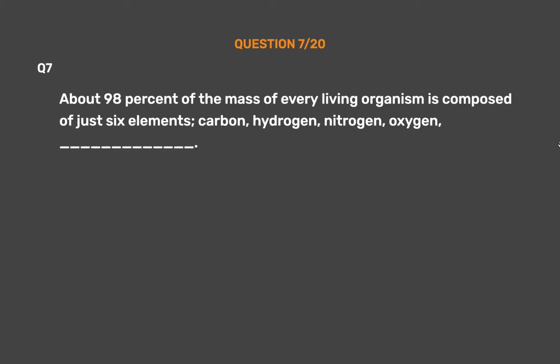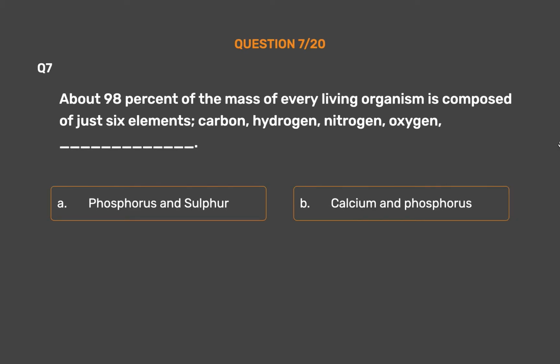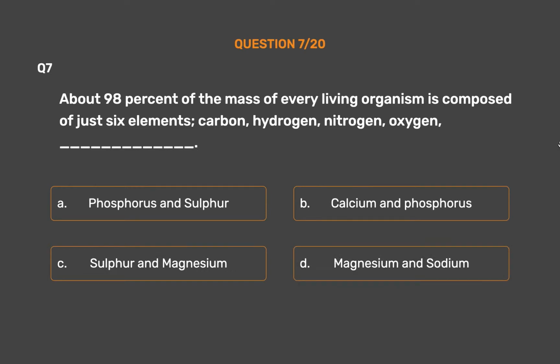Question number 7. About 98% of the mass of every living organism is composed of just 6 elements: carbon, hydrogen, nitrogen, oxygen, _. Option A. Phosphorus and sulfur. Option B. Calcium and phosphorus. Option C. Sulfur and magnesium. Option D. Magnesium and sodium.